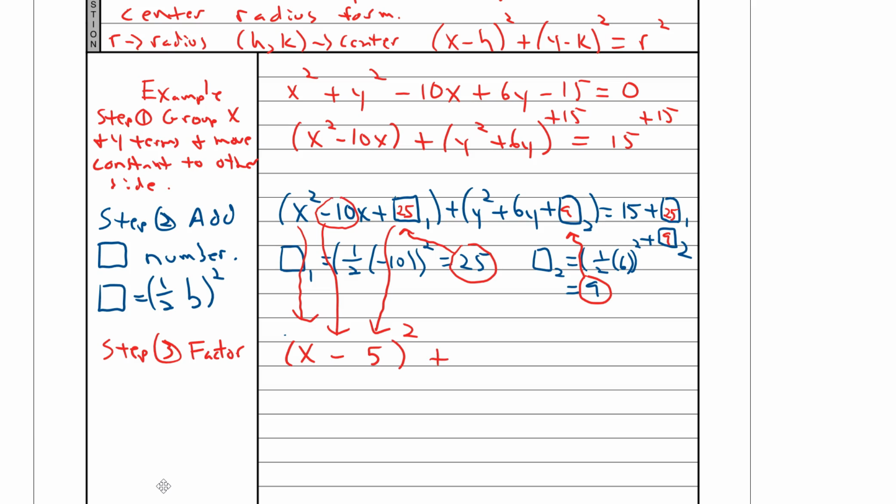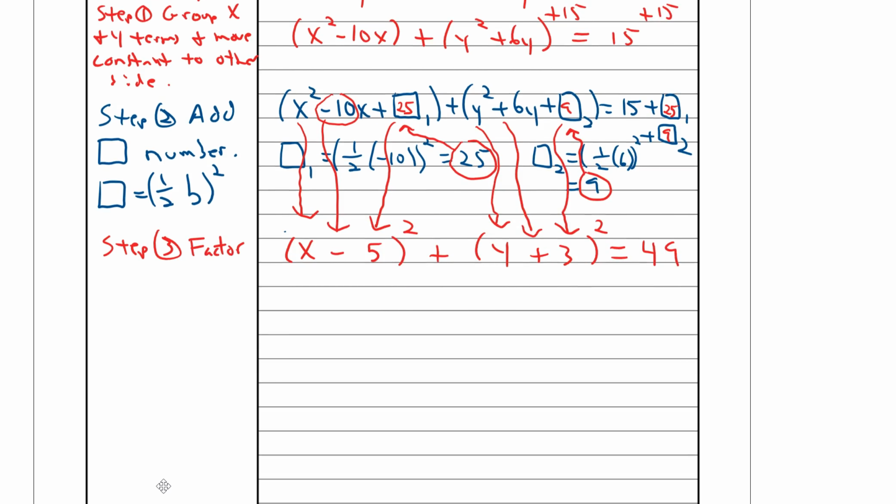Plus, open parentheses, square root of the first term first. Square root of my last term last. This operator goes in the middle. Squared. Now I'm simply going to sum these numbers on the right. 15 and 25 is 40, plus 9 is 49. Alright, we're done.